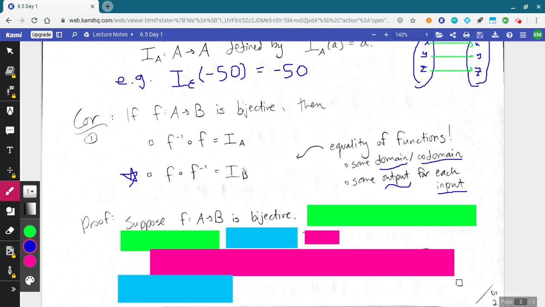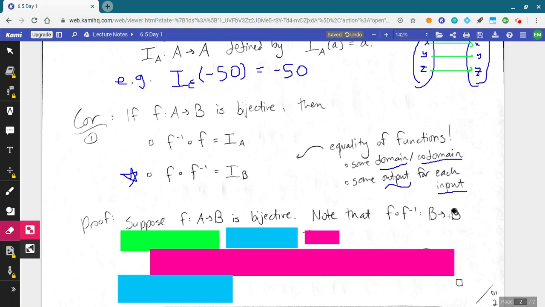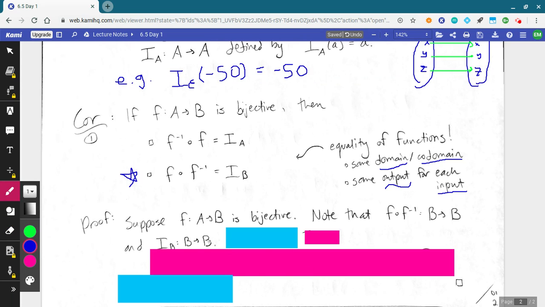Well, the identity from B to B maps from B to B. And f inverse maps from B to A, and f maps from A to B, so this composition also maps from B to B. So note that f composed with f inverse maps from B to B, and the identity on B maps from B to B as well. So B to B and B to B gives us a big check for our same domain and codomain.